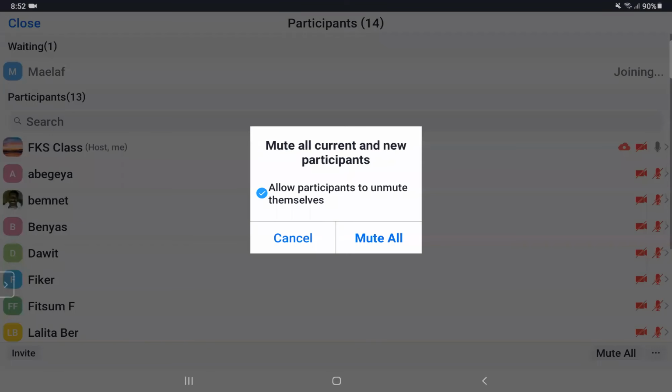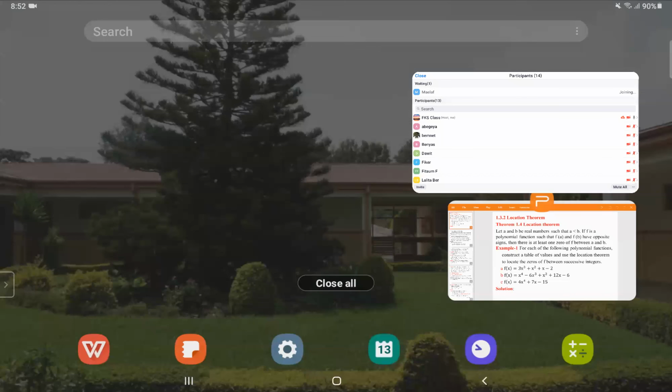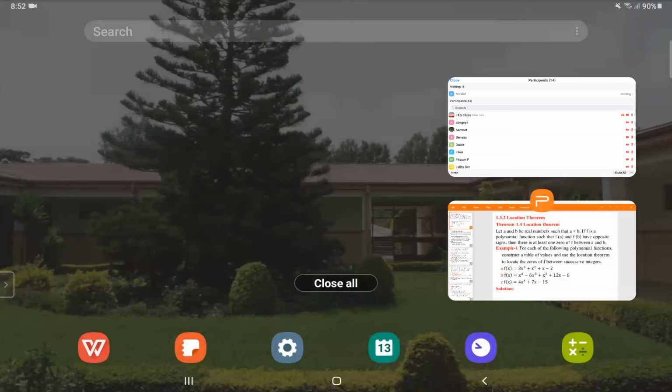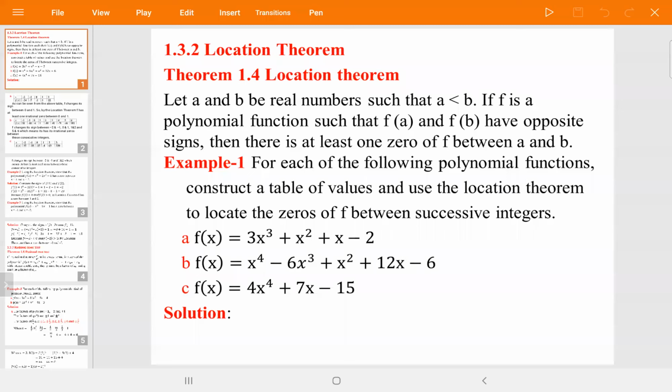So the first example is: for each of the following polynomial functions, construct a table of values and use the location theorem to locate the zeros of f between successive integers. A, f of x is equal to 3x cubed plus x squared plus x minus 2. B, f of x is equal to x to the power of 4 minus 6x cubed plus x squared plus 12x minus 6. And C, 4x to the power of 4 plus 7x minus 15.